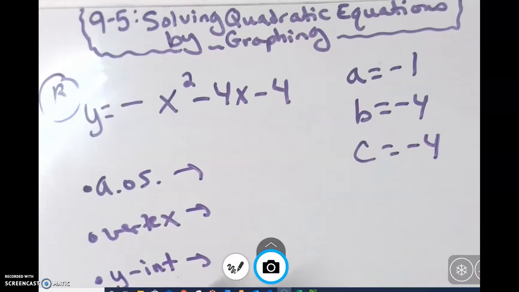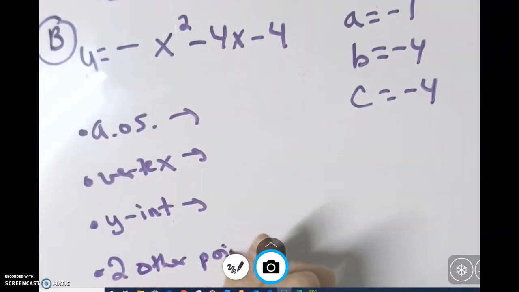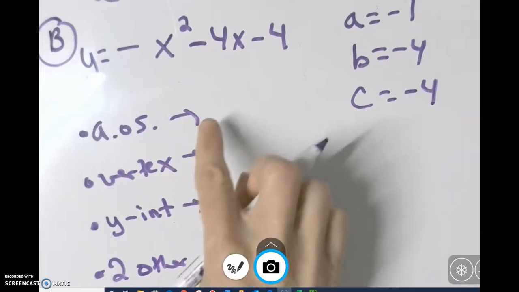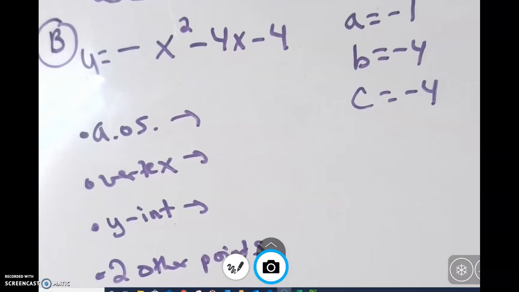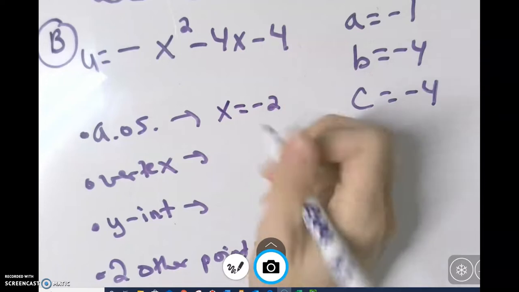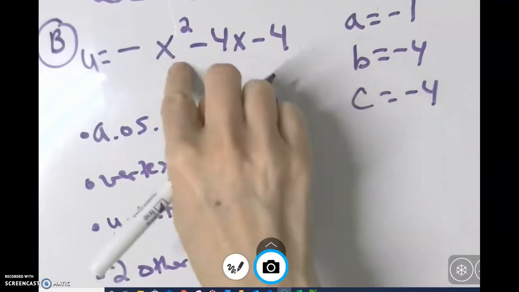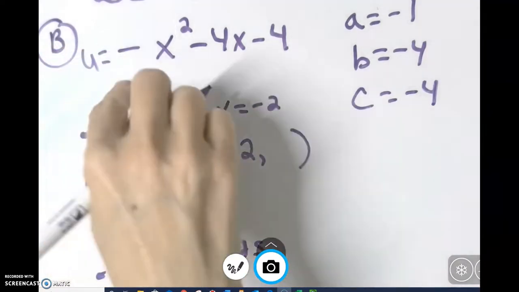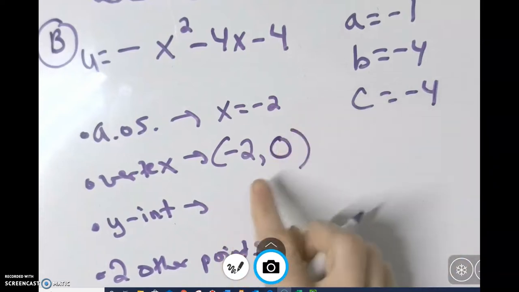Okay, and then two other points. Again, the axis of symmetry is negative b over 2a. When you solve that for this one, you get x equals negative 2. Then you substitute negative 2 in for x to get your y coordinate. Your y coordinate here is 0 for the vertex, so your vertex is negative 2, 0.